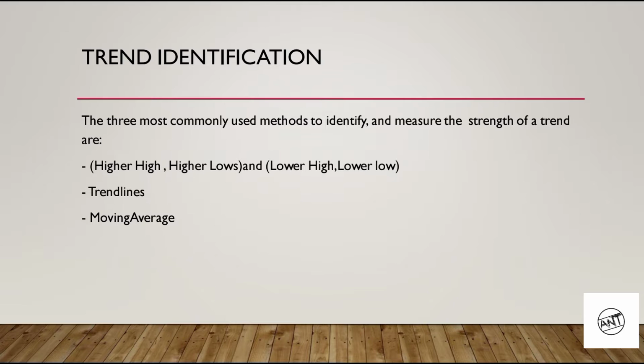Trend identification. The three most commonly used methods to identify and measure the strength of a trend are higher highs, higher lows, and lower highs, lower lows; trend lines; and moving averages.